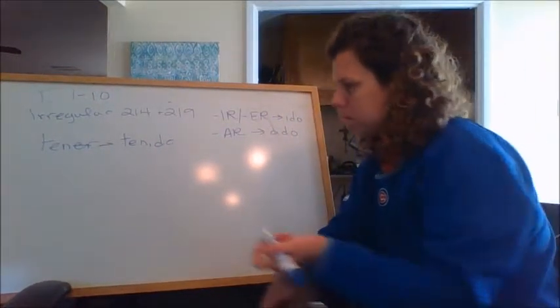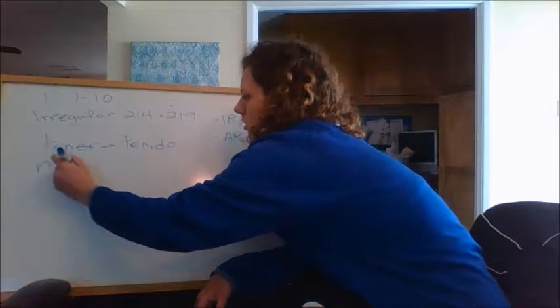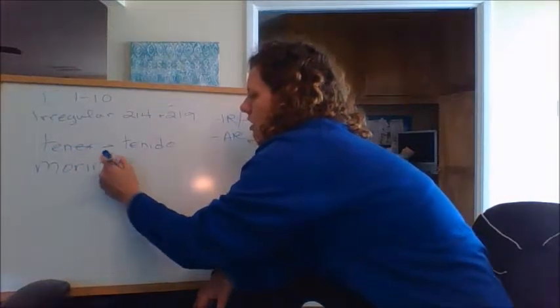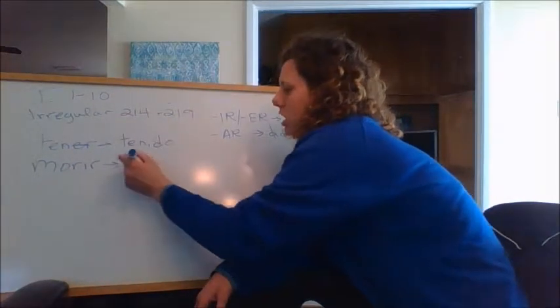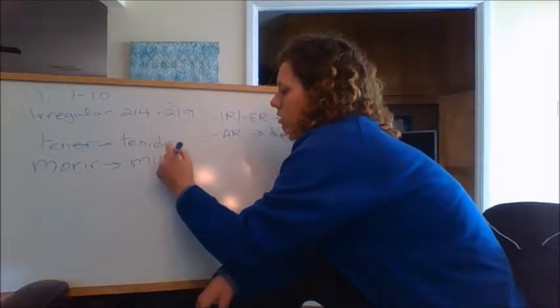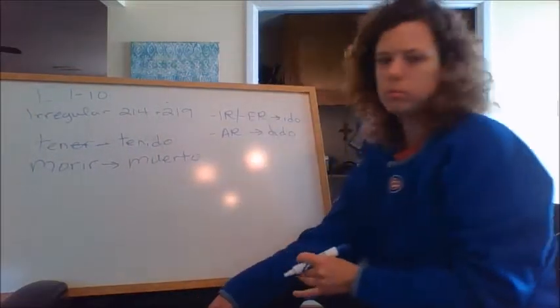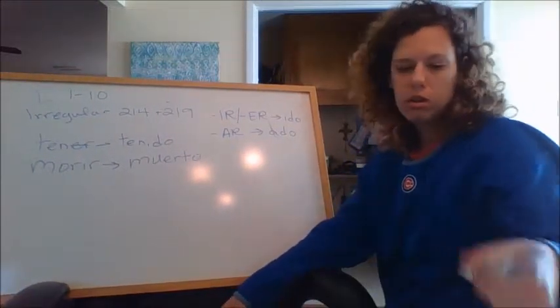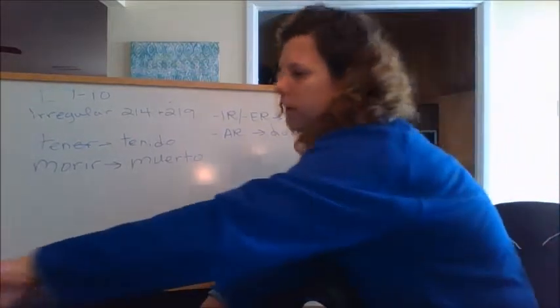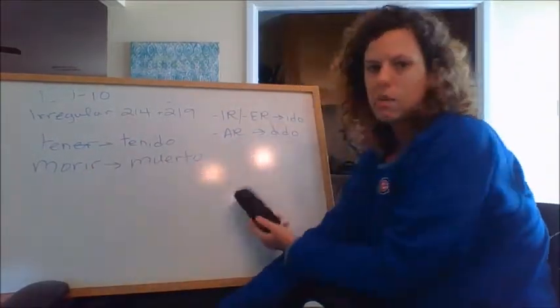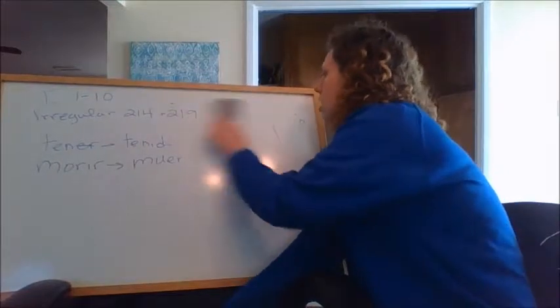Something like morir is irregular. It's on page 219, and this becomes muerto. Okay. So that's what 1 through 10 are like. I give you a verb, and then you have to make it the past participle.